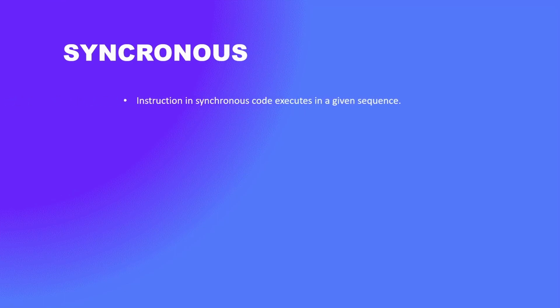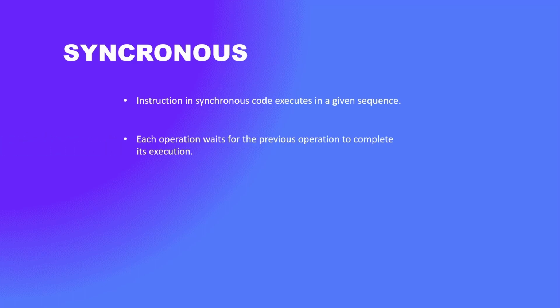Synchronous. Instructions in synchronous code execute in a given sequence. For example, if you are giving a few lines of code, it will execute the instructions in order. It will not shuffle the order.